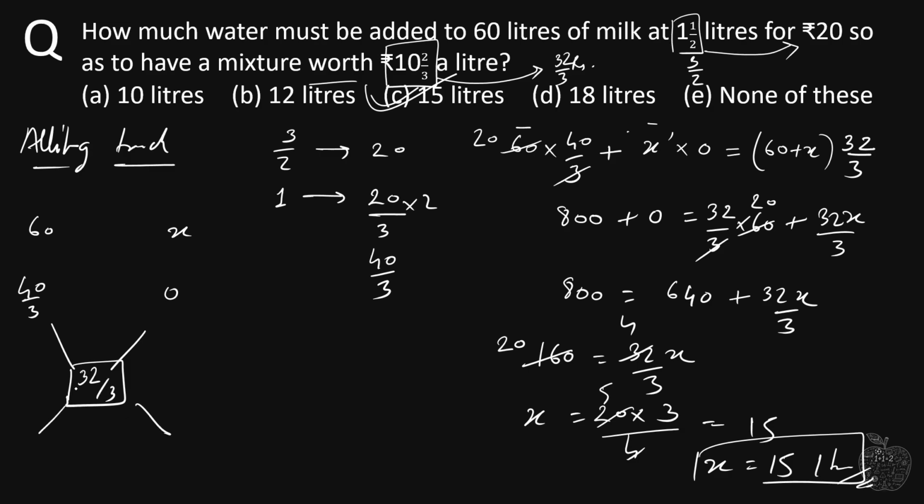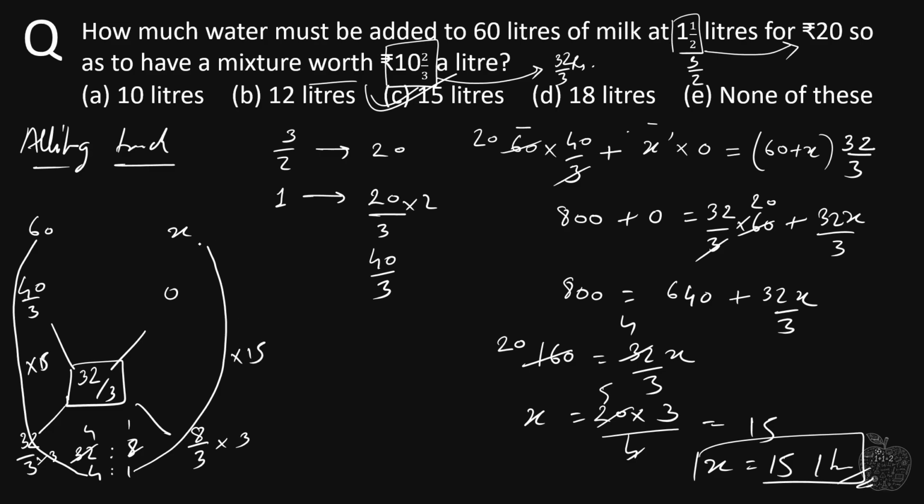Now what we do here is get the difference of 32/3 and this 0. So here the difference is 32/3 only, and 40/3 minus 32/3 will give me 8/3. Alright, so multiplying both sides by 3, we get rid of this denominator and we get 32 is to 8, or I can say 8 ones are 8, 8 fours are 32. The ratio in which they are mixed is 4 is to 1. Now this 4 multiplied by 15 gives me 60. So this 1 will also be multiplied by 15 in order to get our answer.